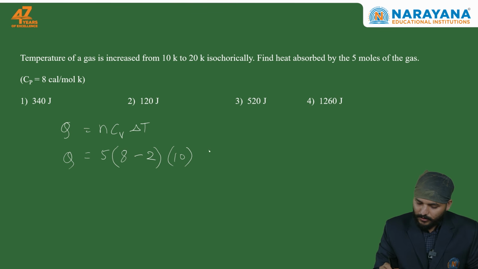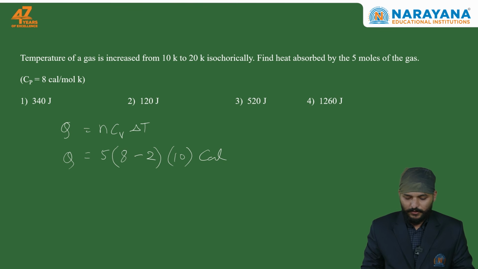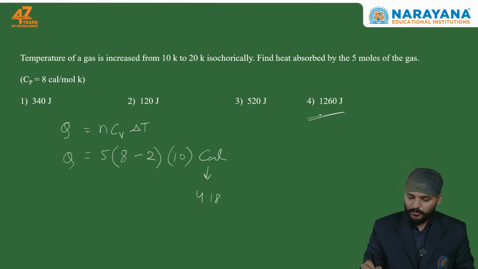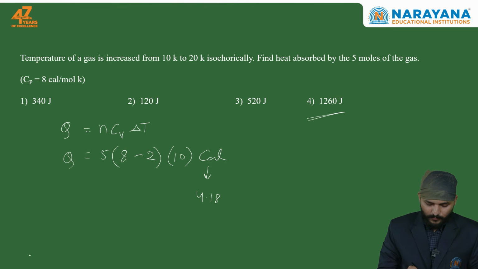Then this will give you the value in calories, because the value that we substituted for C V is in calorie. You need to convert that into joules, so you can multiply with 4.18. That will roughly give you close to 1260 joules. Let's move on to the next one.